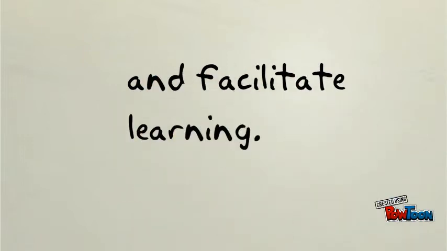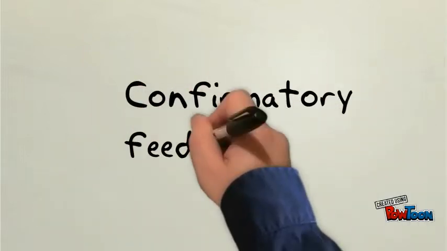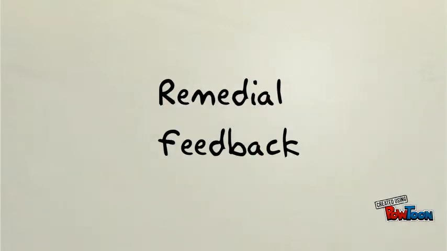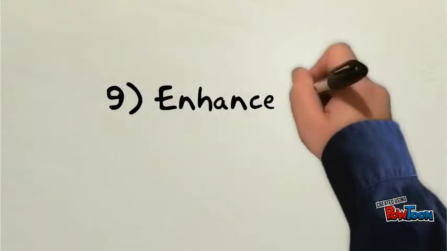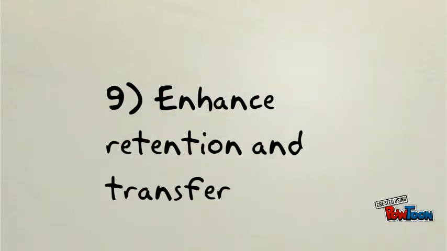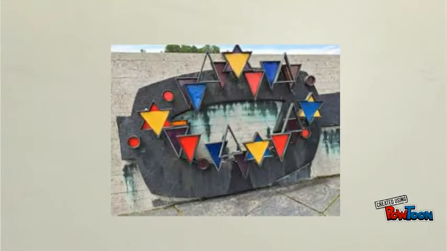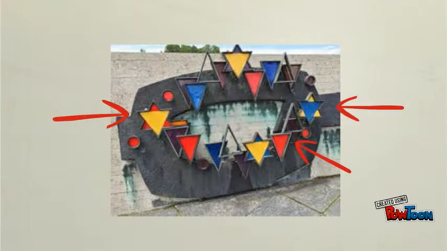This can be through confirmatory feedback, if the student did what she or he was supposed to do, or remedial feedback, if the student needs extra guidance to find the correct answer. Eighth, we need to assess performance. Has the objective been achieved? Ninth, we need to enhance retention and transfer. Have students internalize the information? A good way to do this is by showing them pictures of objects and asking students to identify equilateral triangles.